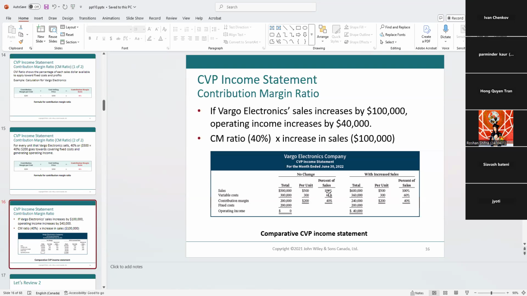Again, as you can see, as a percentage, contribution margin always stays the same, regardless of how many units we're selling. Why? Because we're never going to change the sales price and variable cost per unit. They're always going to stay the same. As long as they're the same, the contribution margin ratio is always going to be the same. Why? Because the number of units increases proportionally for both sales and variable cost.